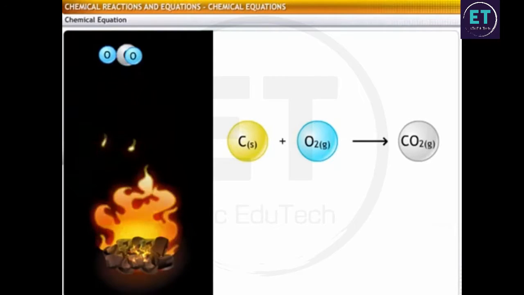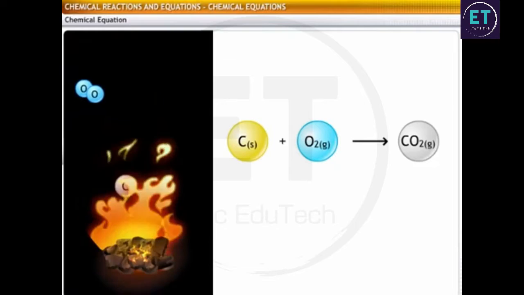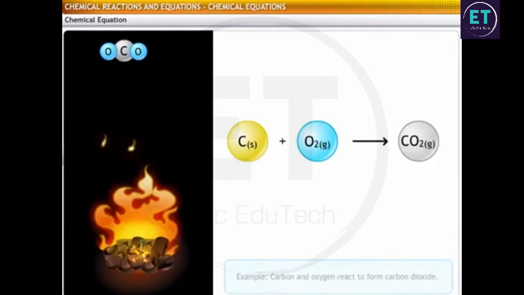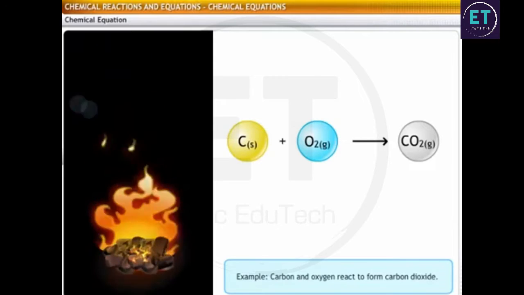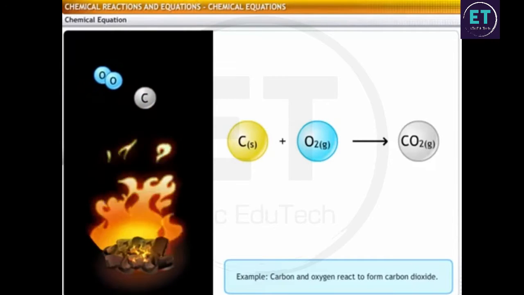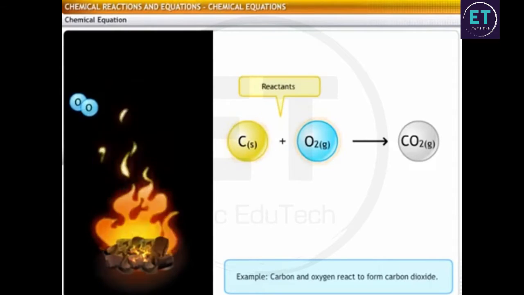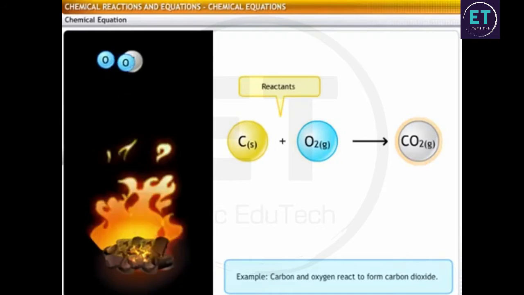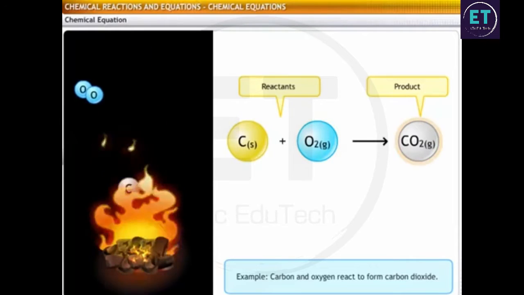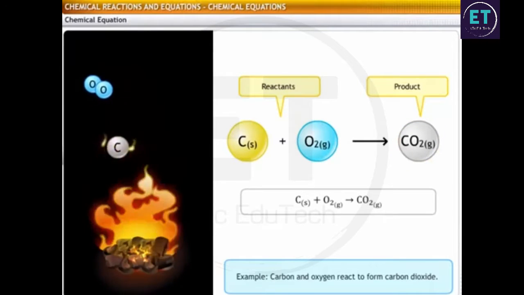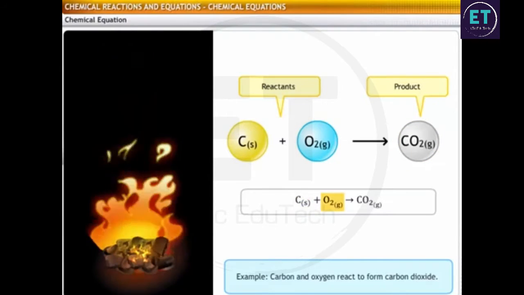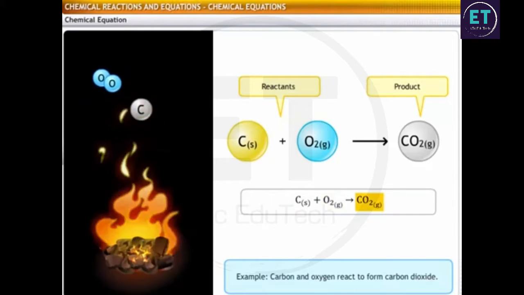Let's take another example that involves two substances. In the burning of coal, carbon reacts with oxygen to form carbon dioxide. In this reaction, carbon and oxygen are the reactants and carbon dioxide is the product. The chemical equation for this reaction is as shown. Solid carbon reacts with oxygen gas to form carbon dioxide gas.